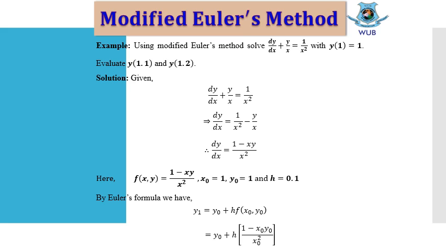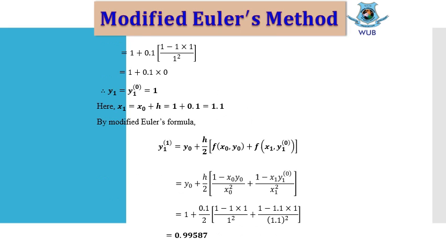By Euler's method, or the simple Euler's method, we get y1 equals y0 plus h f(x0, y0). We simplify it, get the result from our simplified equation, and put it in the equation. Now we find that y1 equals 1. And for the modified Euler method, when we solve it, we get 0.99587.